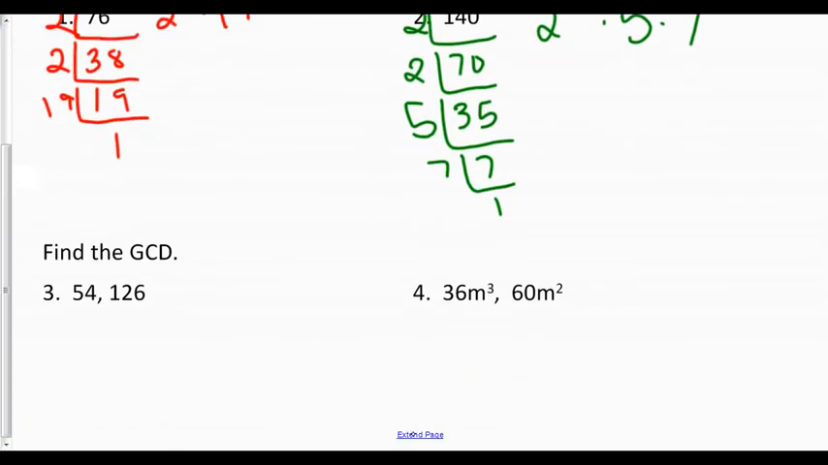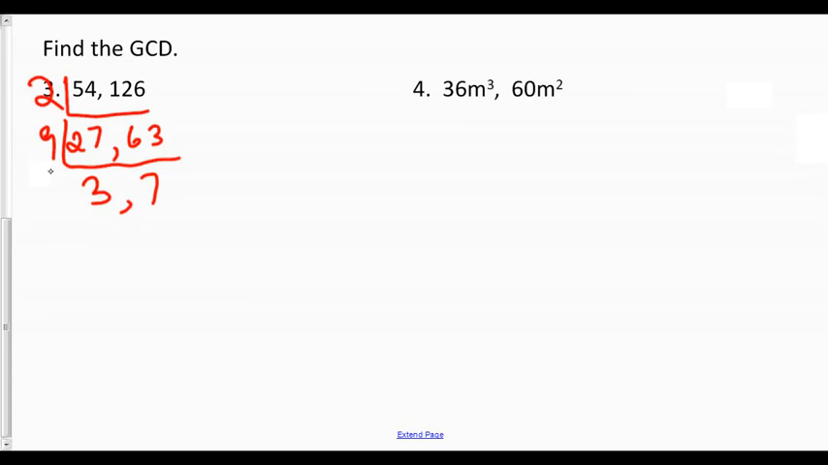Finally, I want to find the greatest common divisor of these numbers here. So I'm going to take 54 and 126 and I'm going to divide them by 2. I'll get 27 and 63. I know that 9 goes into 27 and 63. 9 goes into 27 3 times and into 63 7 times. The only common factor with 3 and 7 is 1. So my greatest common divisor is the product of 2 and 9. So I multiply 2 times 9 together. My GCD is going to be 18.